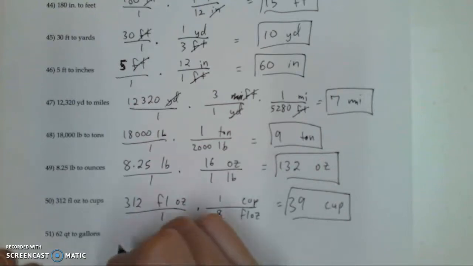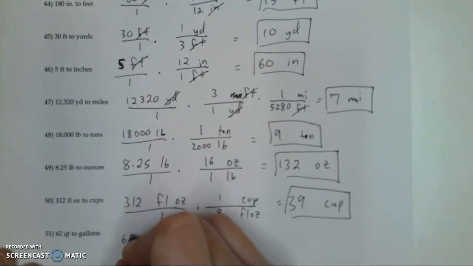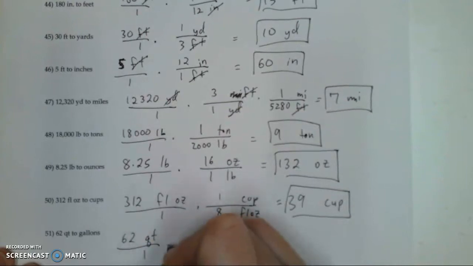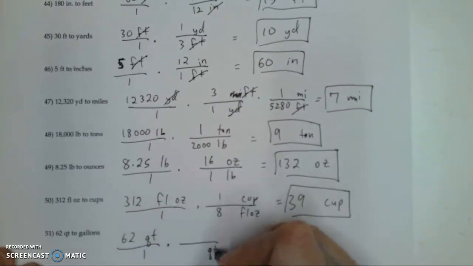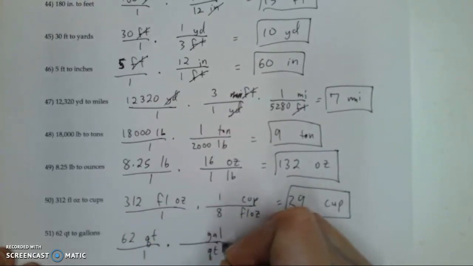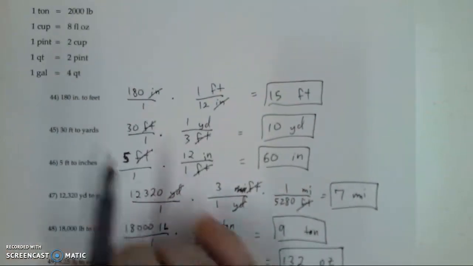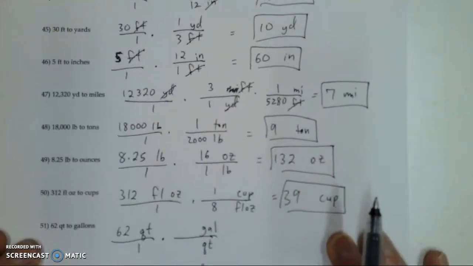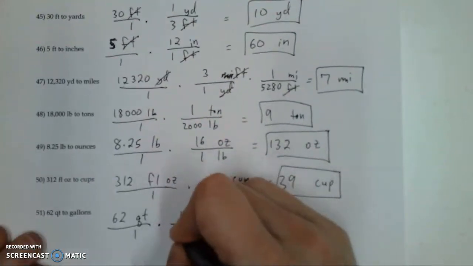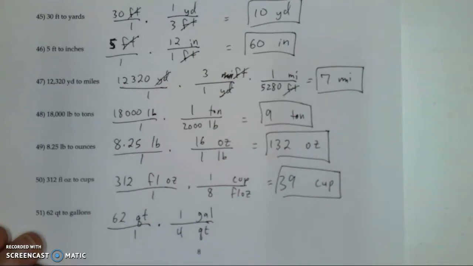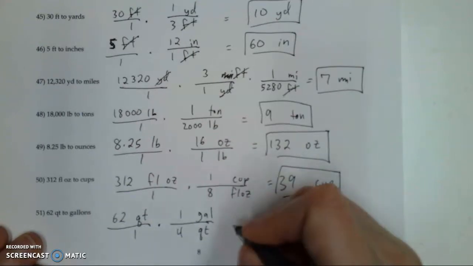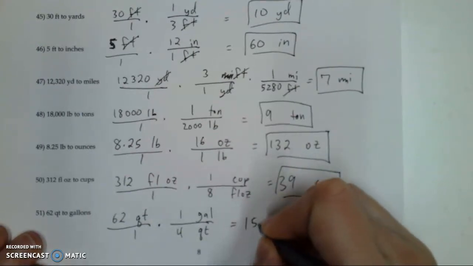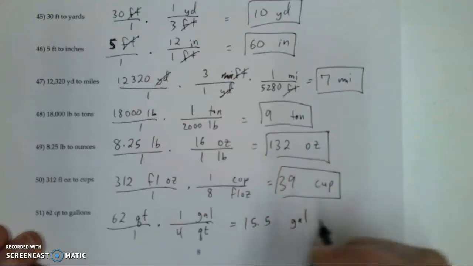And then finally, let's go from quarts to gallons. So 62 quarts. So again, we want to cross out quarts so it's on the bottom and get gallons. And scrolling up here real quick, 1 gallon is 4 quarts. So 62 divided by 4, I get 15.5 gallons.